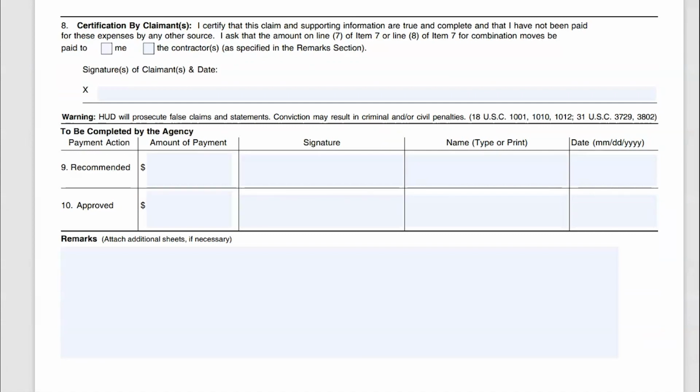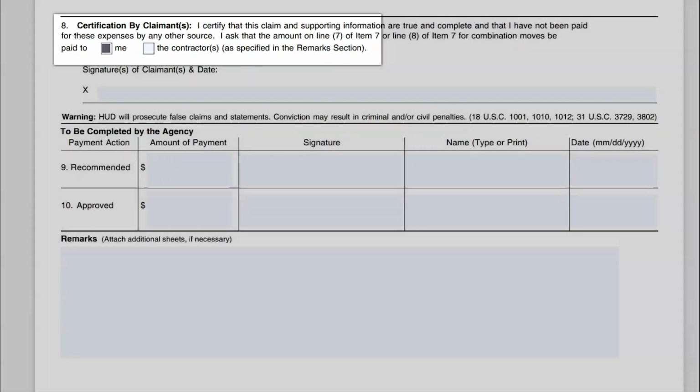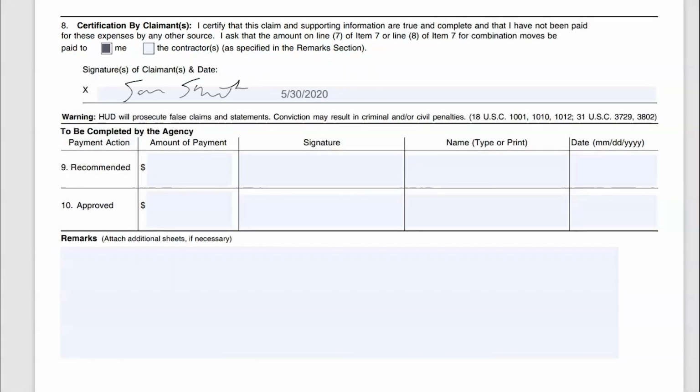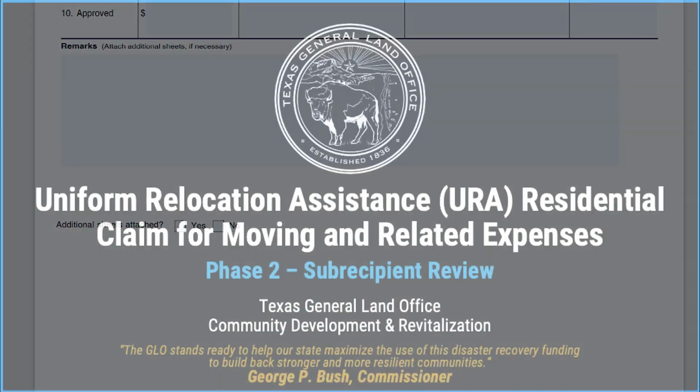In number 8, claimants will complete the Certification by Claimant section. The claimant will certify that the claim and supporting information are true and complete and that they have not been paid for these expenses by any other source. They will also select who shall receive the claim, themselves or a contractor. The claimant will then sign and date the form. In the final remarks section on page 2, the claimant should input any information necessary to explain the claims requested.